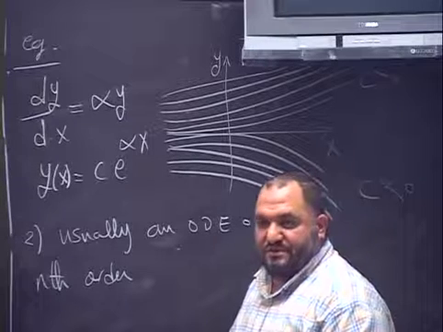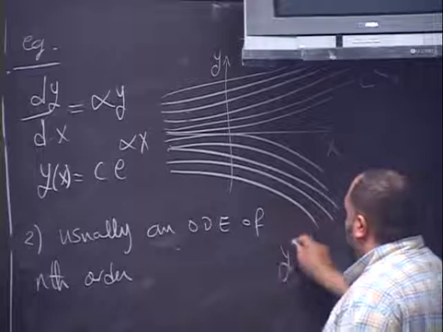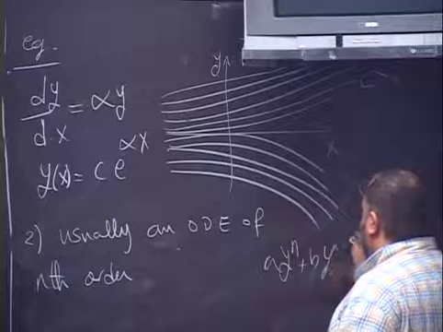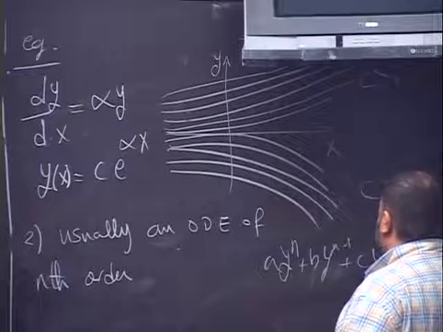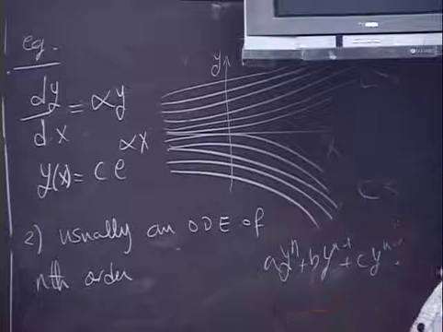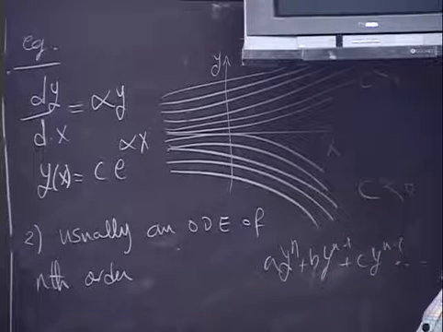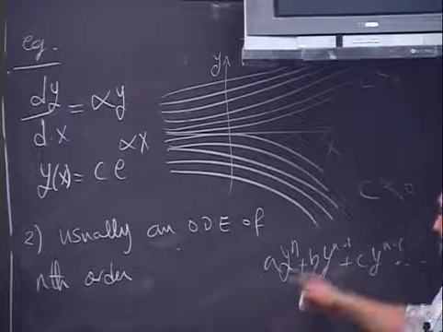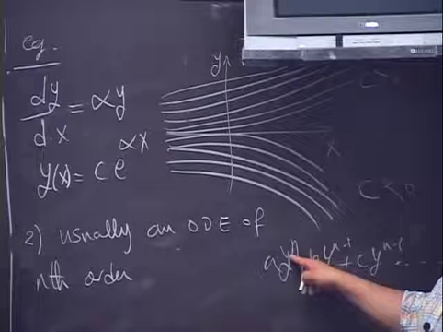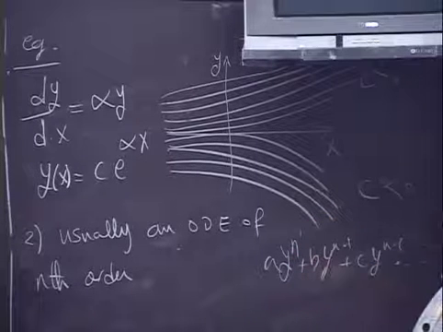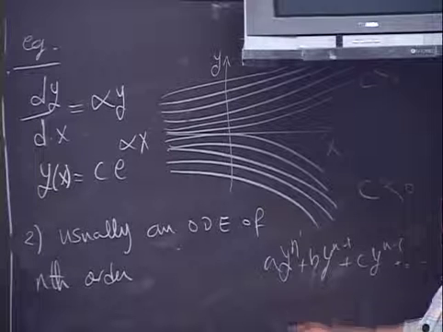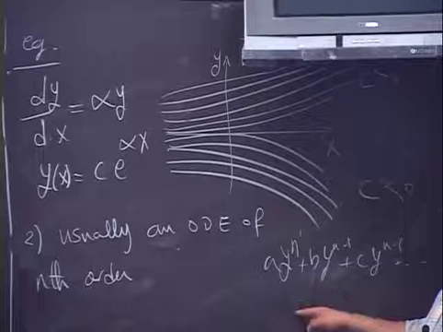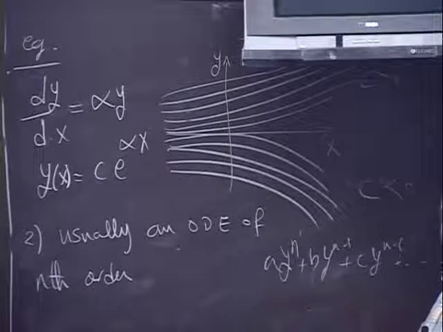Yes? So if you have y^(n) plus a y^(n-1) plus b y^(n-2) plus c y^(n-3) plus and so on, what's the order? N. So this is a differential equation of order n. Is it linear or non-linear? What's the highest derivative? This one. It is raised to what power? 1. So this is linear.